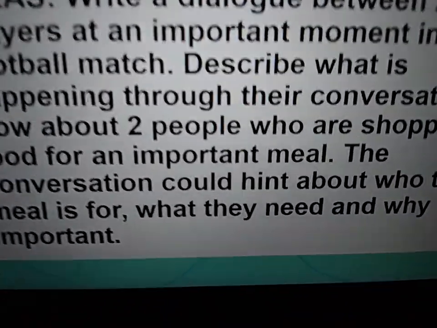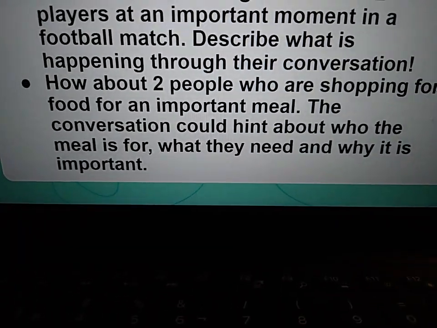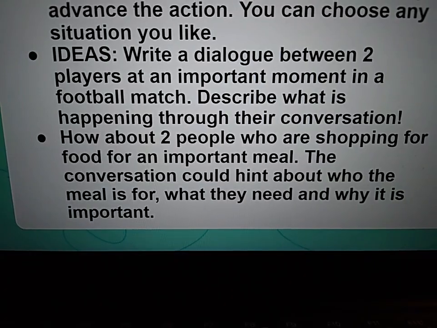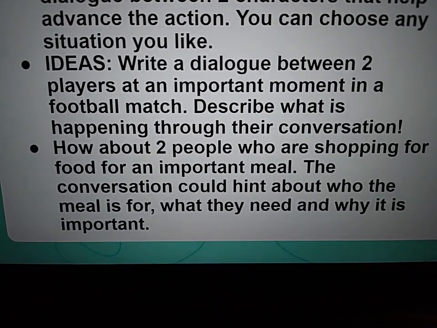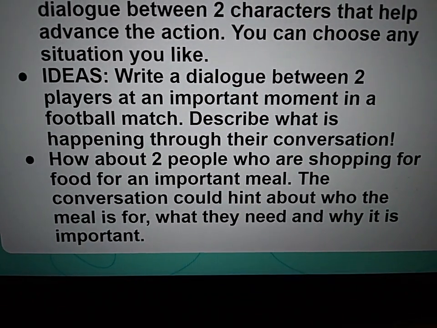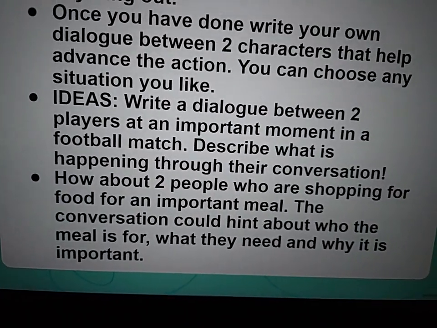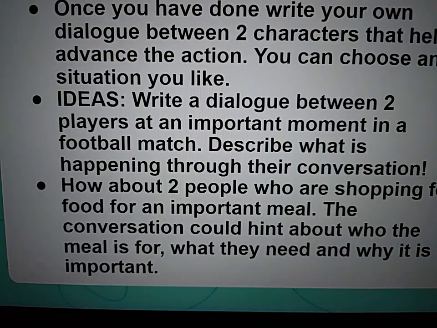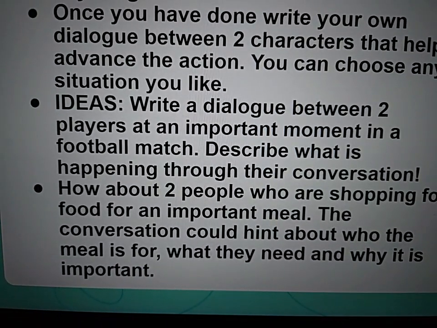And then this one, I thought this was quite a nice idea. How about two people who are shopping for food for an important meal? The conversations could hint about who the meal is for, what they need, and why it's important. So it could start off sounding really boring, like: Boris and James were in Sainsbury's shopping for some food.